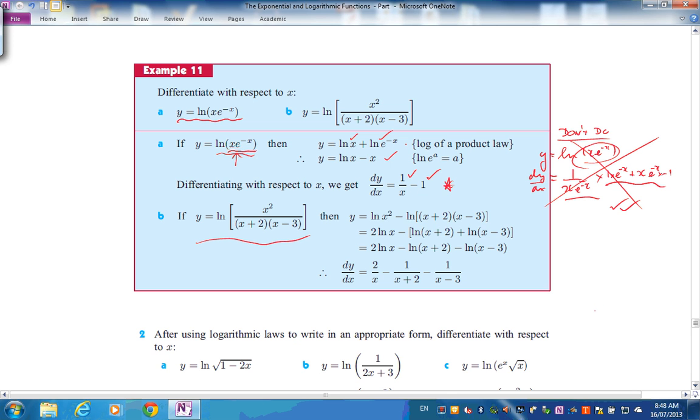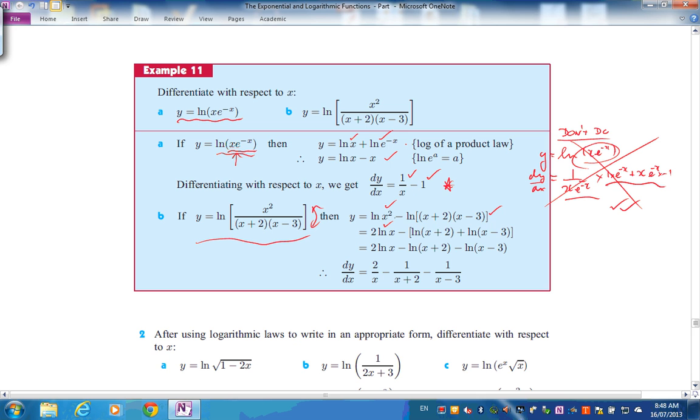Alright, let's look at the second one. Log of a quotient. Break it up. It's the log of the top line minus, look out for the bracket here. Okay, bracket's important. Minus the log of the bottom line, because a quotient here is a subtraction of powers, or subtraction of logs. Remember, the log is the power of e.